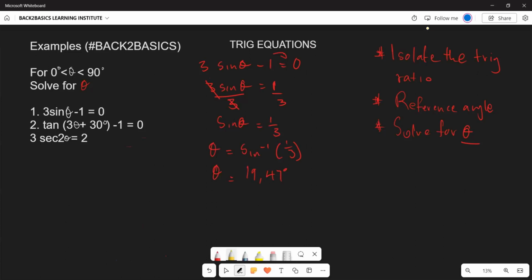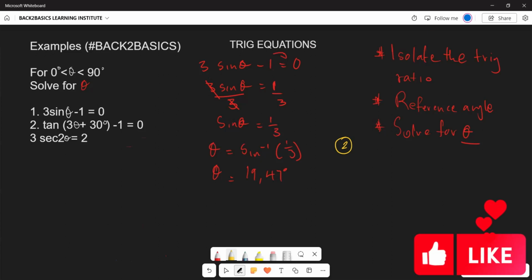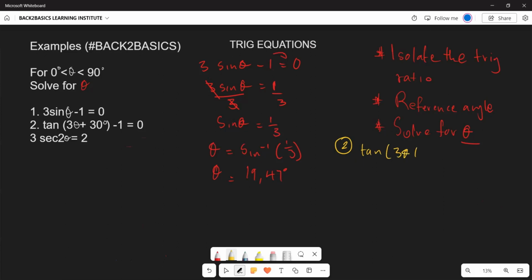Now, what is it that you're going to do in number 2? Let's write out our number 2 here. You are given tan of 3 theta plus 30 degrees, subtract 1, which is equal to 0. To find this, we start by taking this 1 to the other side. So you are going to have tan of 3 theta plus 30 degrees is equal to 1.